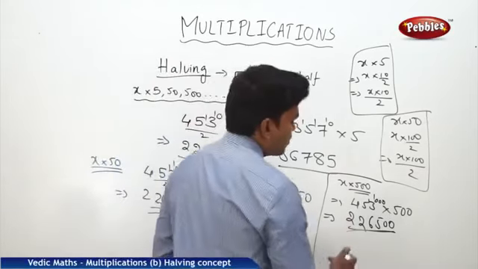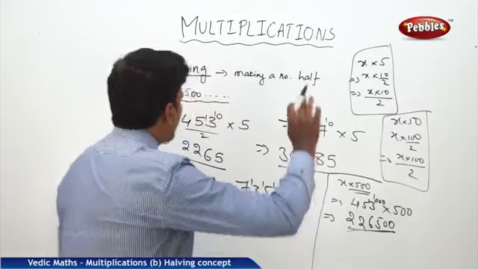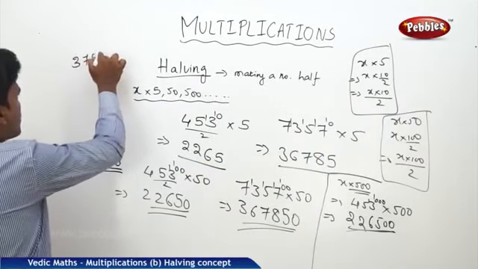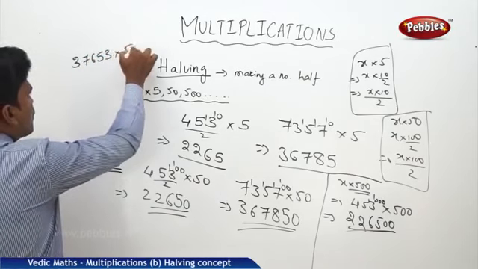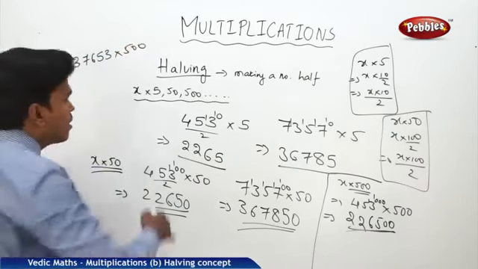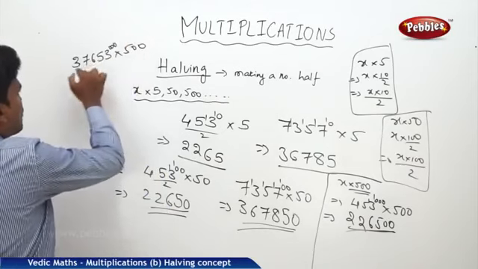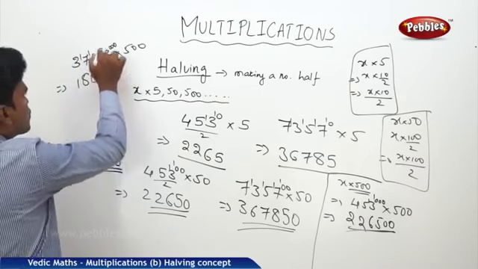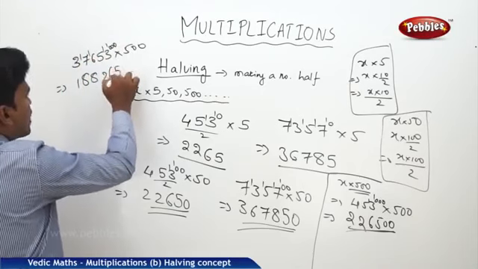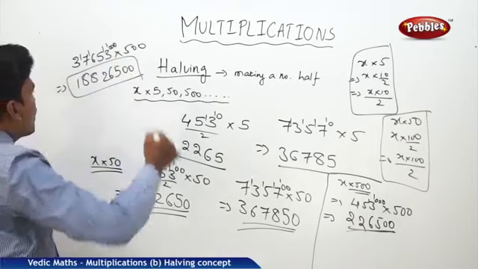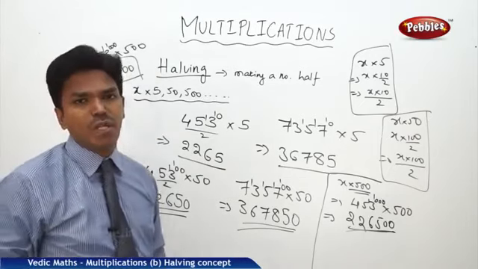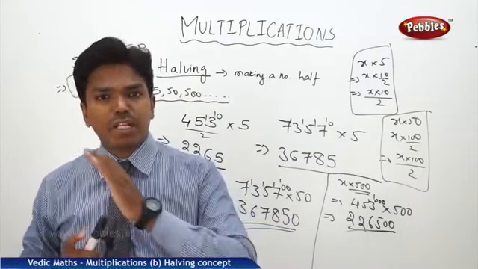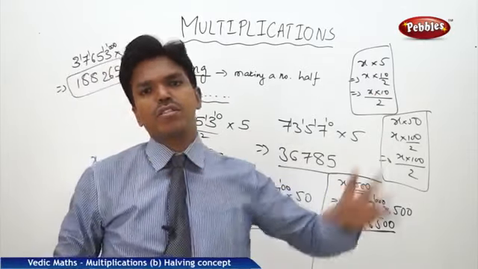Similarly, one more example. Let us take 37653 into 500. How many zeros do we need to add? 3 zeros. Make it a half. So 2 1s, 2 8s, 2 8s, 2 2s, 2 6 times, 2 5 times, 0 0. So your answer is 1882650. So that's how we can apply the halving technique in case of multiplication by 5, 50, 500 and so on.